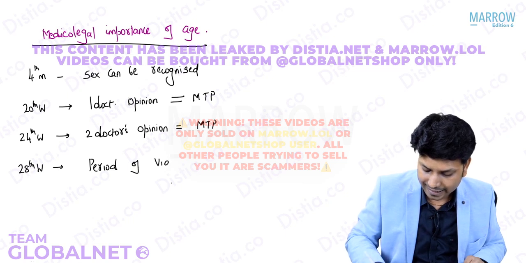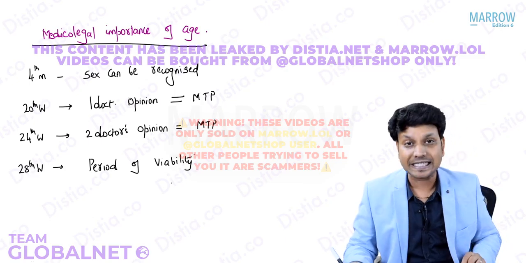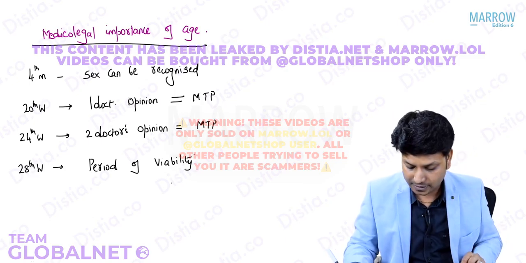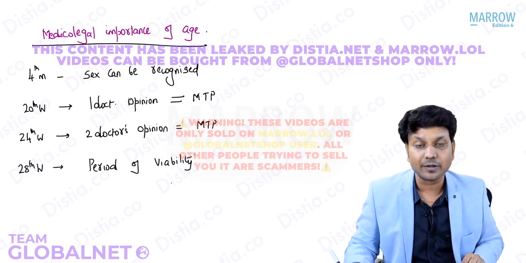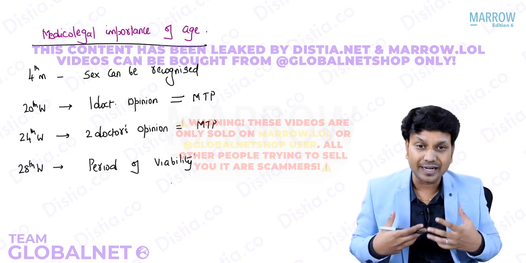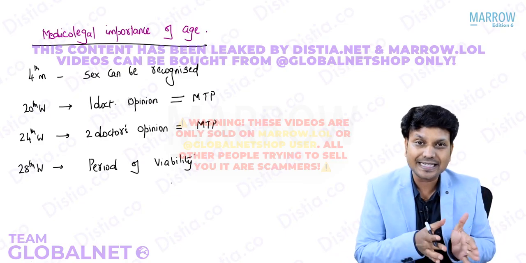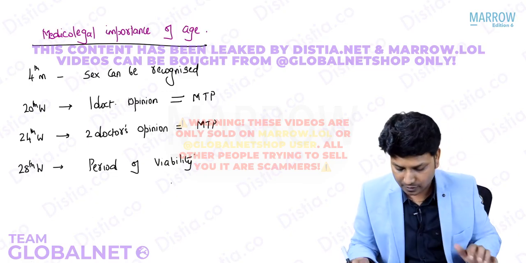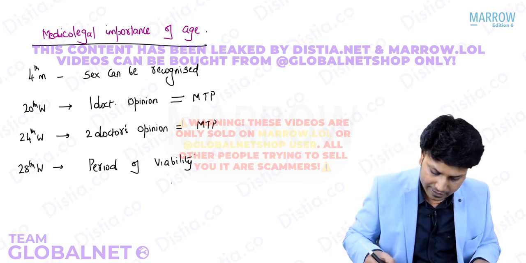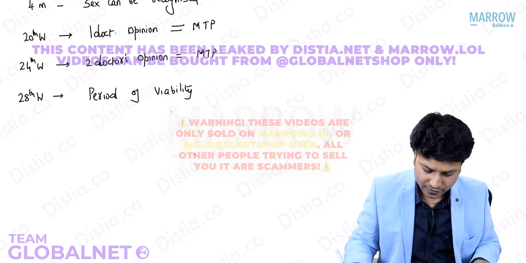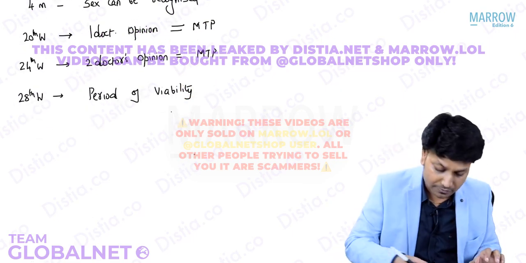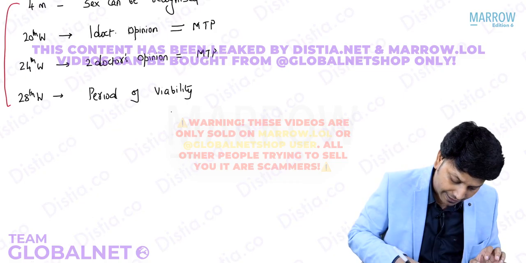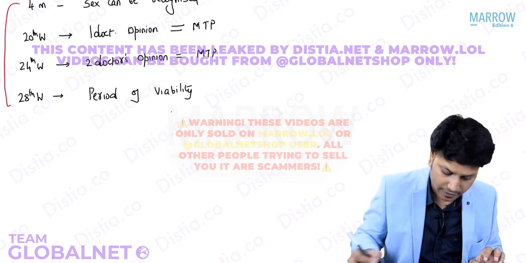Viability is the ability of the fetus to lead a separate existence apart from its mother by virtue of its development. That means the fetus should have been adequately developed enough so that it can lead a separate existence outside the mother. That occurs by the viability period, that is 28 weeks of gestation. So far we were talking about the intrauterine life, gestational age.